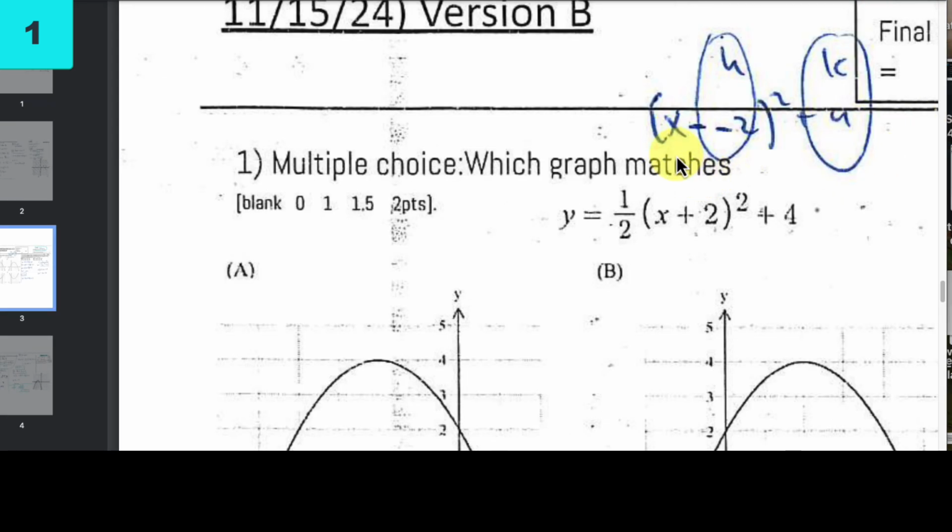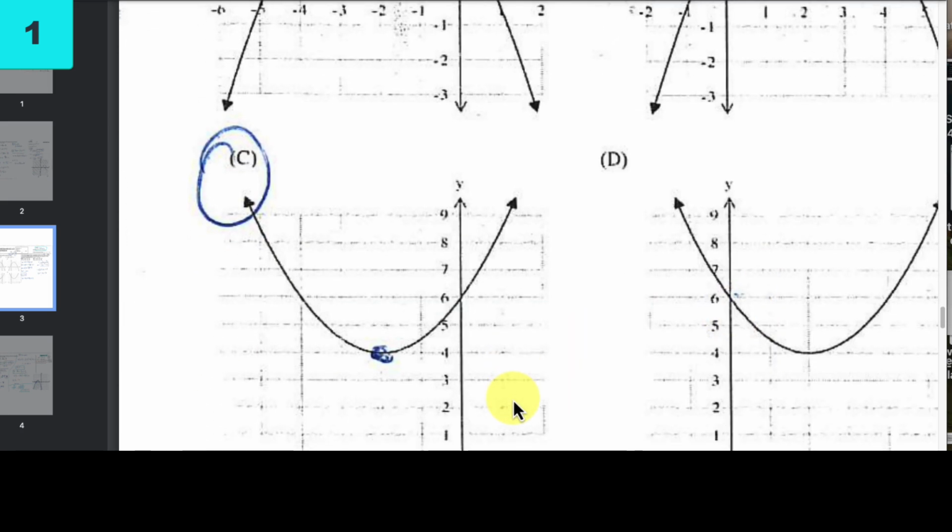Okay, so here's mine. I just changed the plus sign to a minus so that you know that h is -2, k is 4. So left 2, up 4, a value is positive. The correct answer is C.